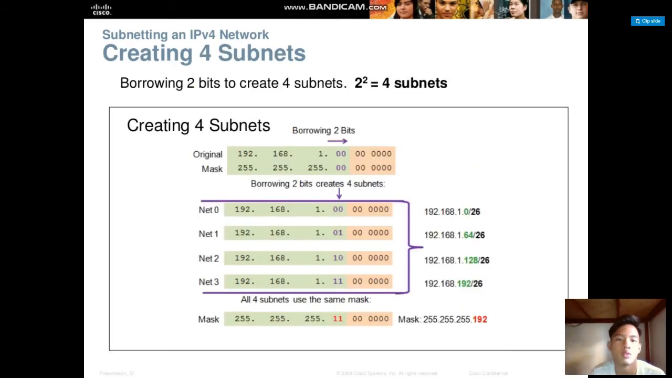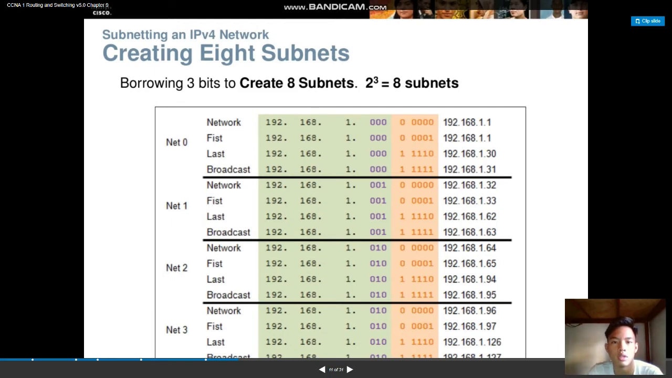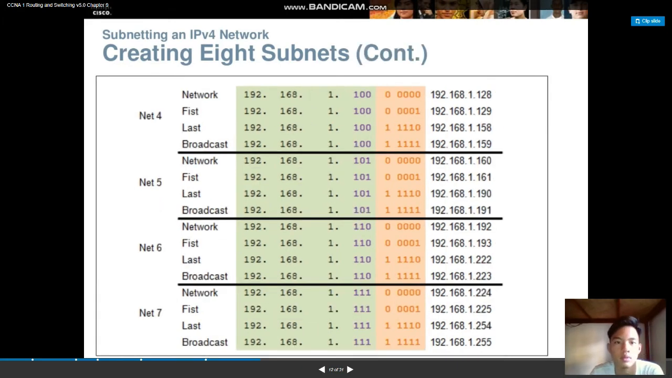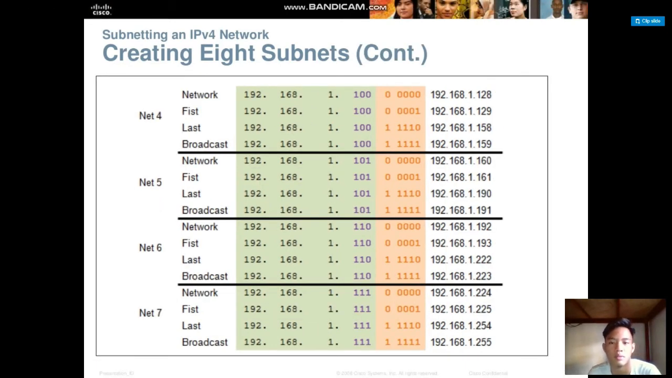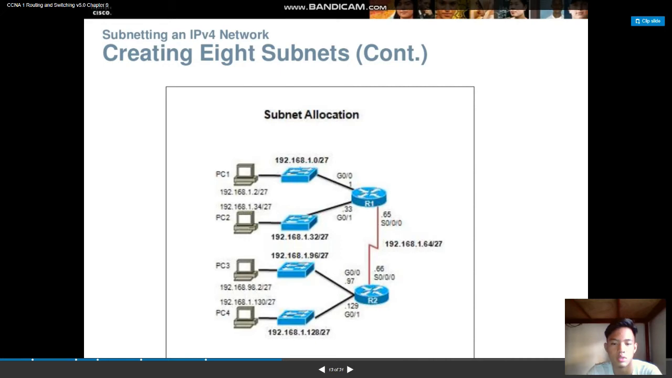Creating 4 subnets. Borrowing 2 bits creates 4 subnets, since 2 raised to 2 equals 4 subnets. All 4 subnets use the same mask. Borrowing 3 bits creates 8 subnets, since 2 raised to 3 equals 8 subnets. Creating 8 subnets continues. This is a subnet allocation illustration.